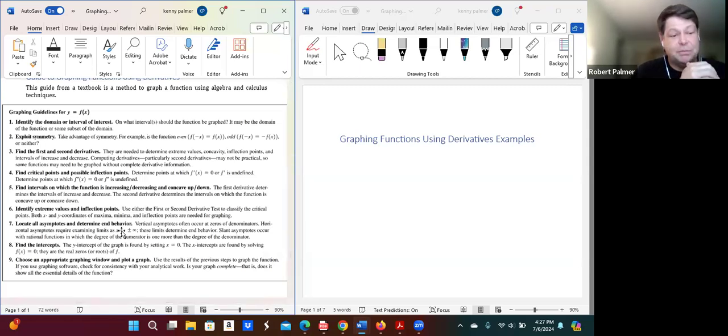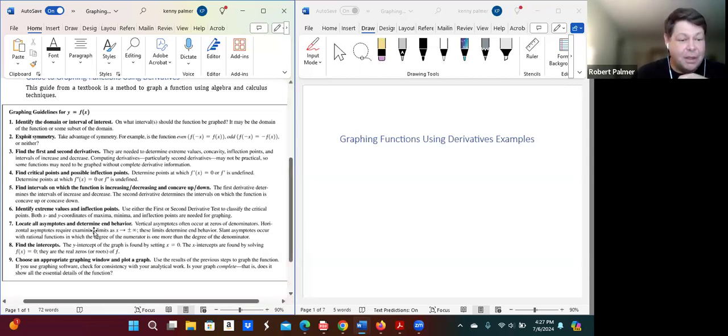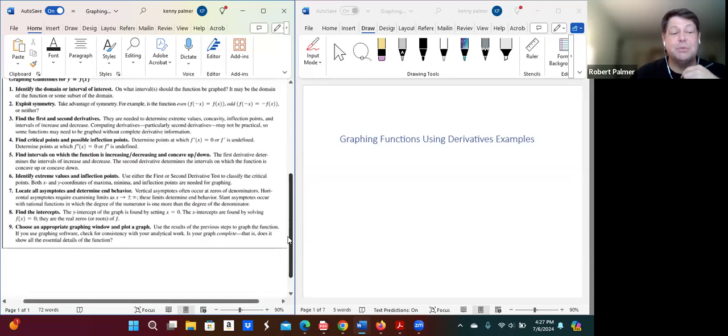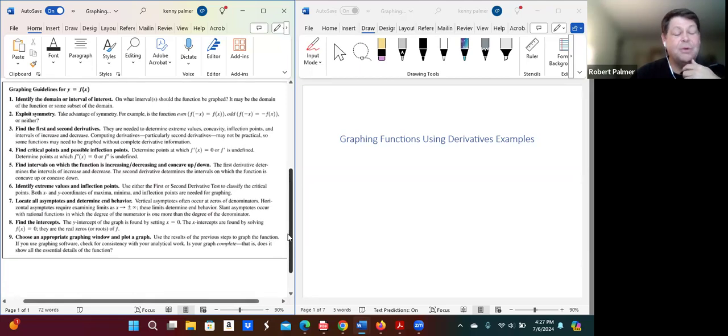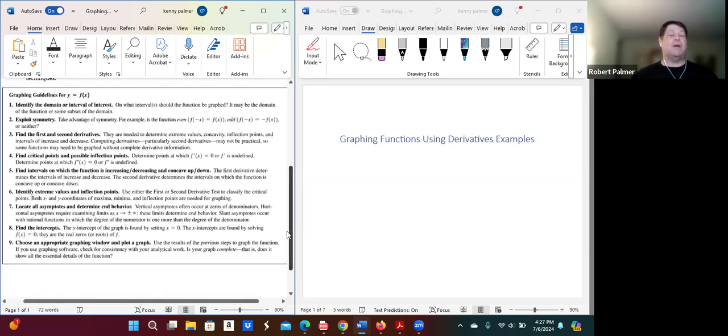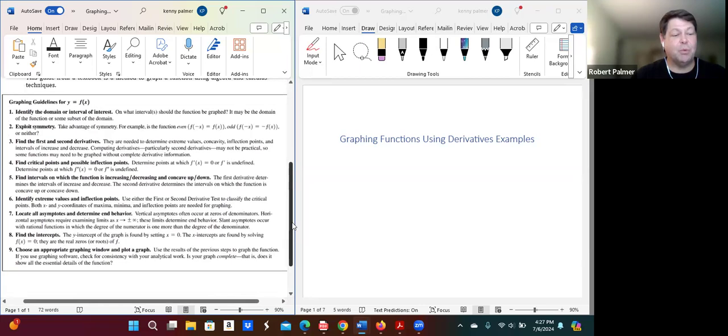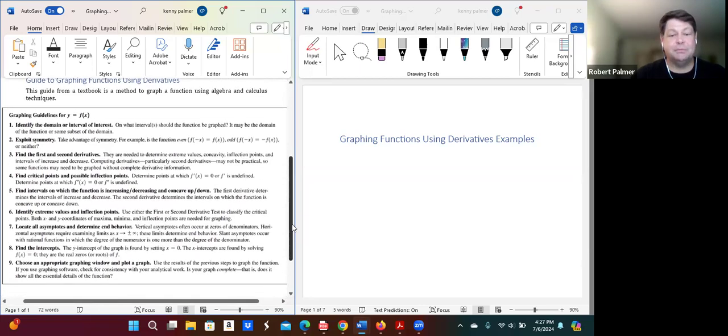Then also identify those extreme values, inflection points, local minimums, and if you're on a specific interval with endpoints, absolute maximum and minimum values. Also, make sure you locate any asymptotes and end behavior. So if you have any vertical asymptotes where the denominator is 0, or the end behavior, where the function goes toward infinity or negative infinity, think about those kinds of limits. I also find intercepts. That's more of an algebra technique. And then choose an appropriate way to graph it: an appropriate window, appropriate range, and graph it.